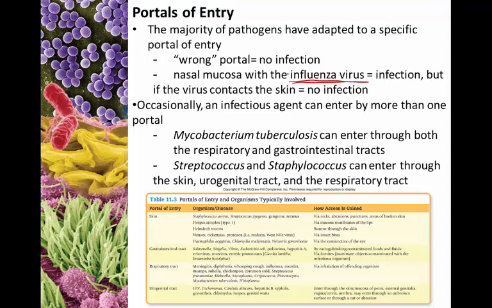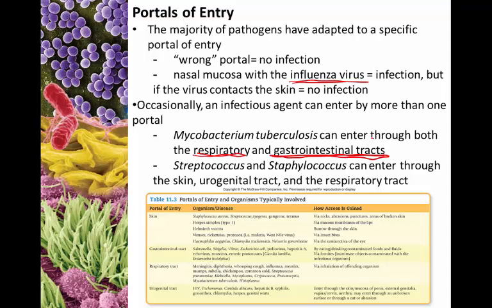Now, there are a few organisms out there that can enter through more than one portal of entry. Okay? Mycobacterium is a good example of this. It can actually enter through the respiratory tract, which is what we commonly think of when we start thinking about TB. But there is a gastrointestinal version of tuberculosis. Okay? Actually, symptoms are very similar to what we see in the lungs. Lots of excessive inflammation and mucus production.